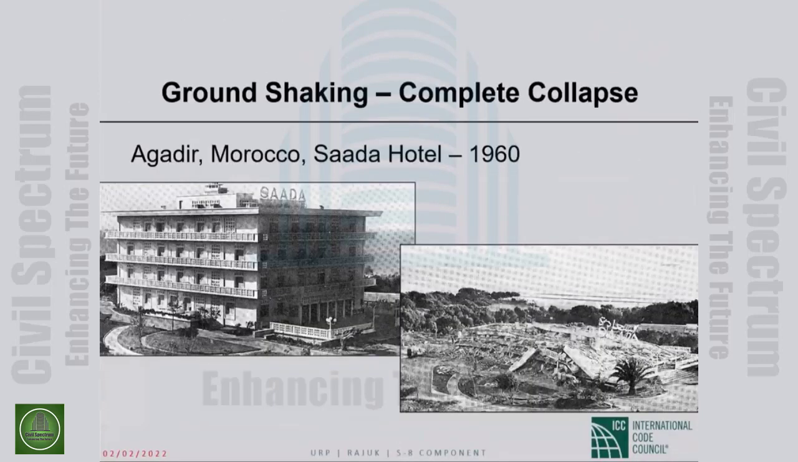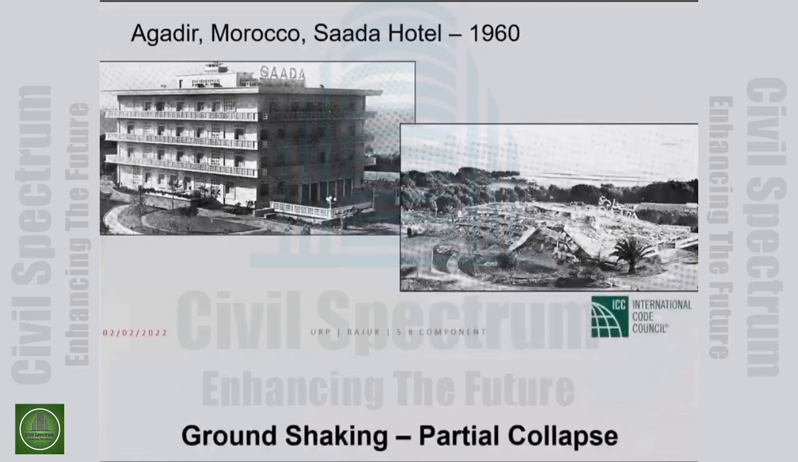Here I have some old pictures that I don't know, it probably will never happen, but I have pictures all over the place, but to collect them is a huge project. Anyhow, so this is Agadir, Morocco, 1960, a hotel that you can obviously see has completely collapsed in the 1960 Morocco earthquake.